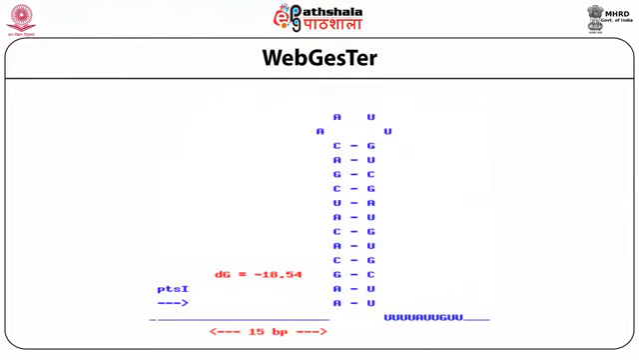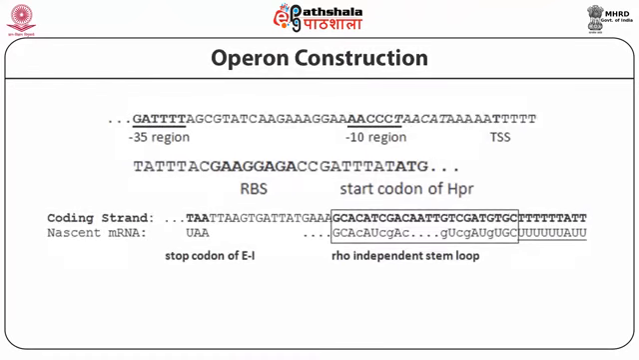This shows the stem loop rho-independent transcription termination site for this operon. This completes the construction of the operon for EF0709 and EF0710 genes, encoding histidine phosphocarrier protein HPr and enzyme E1 respectively. All the sites in the operon are shown here in this slide.